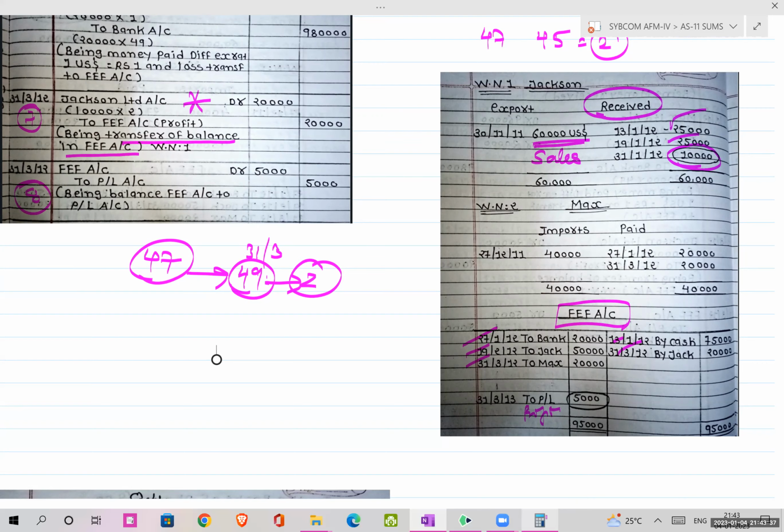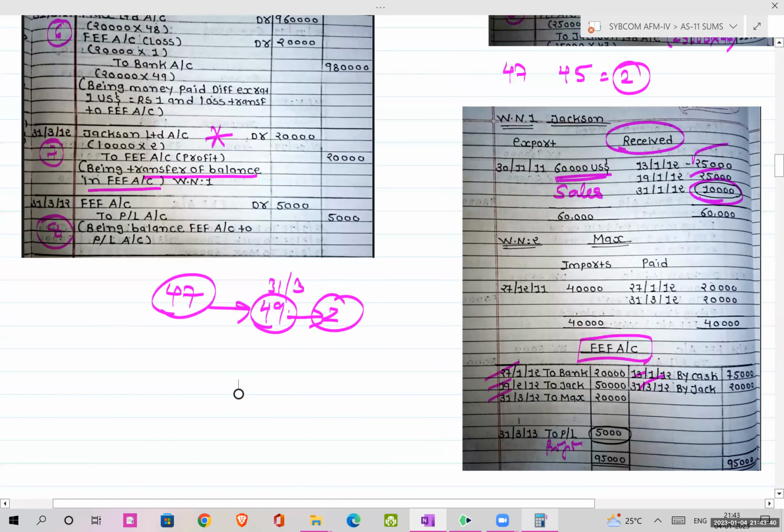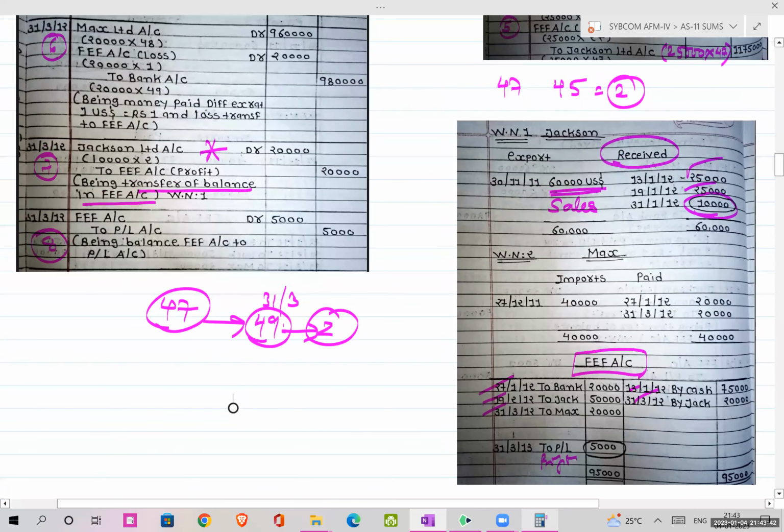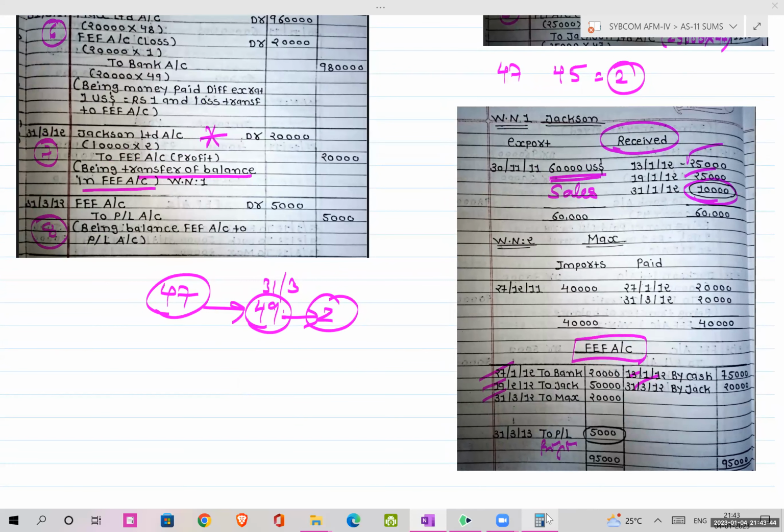So in the next video, we'll come up with a new variety of sum. So the newness in this sum was this journal entry number 7. Okay.